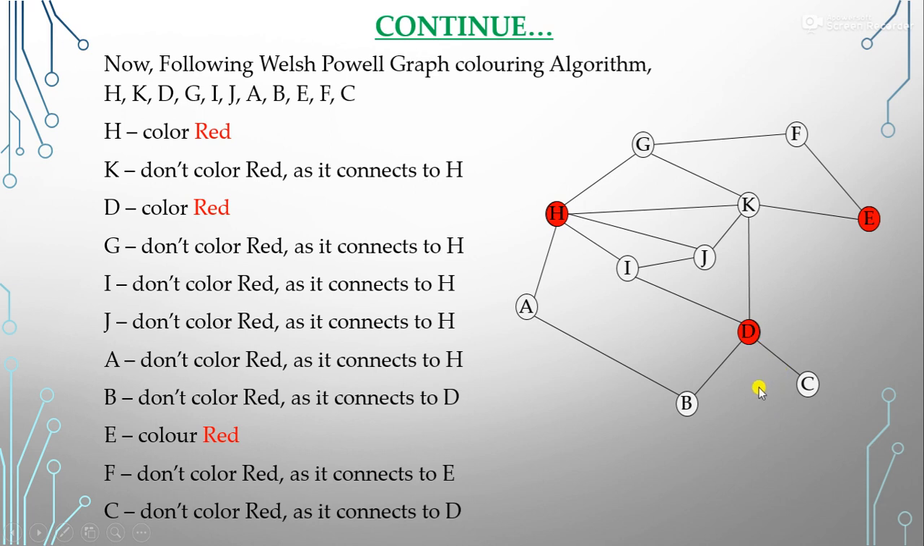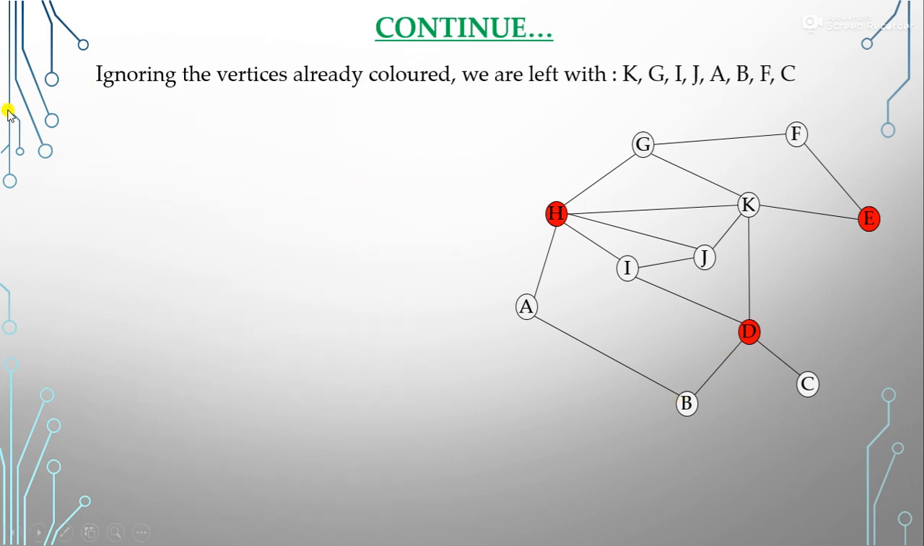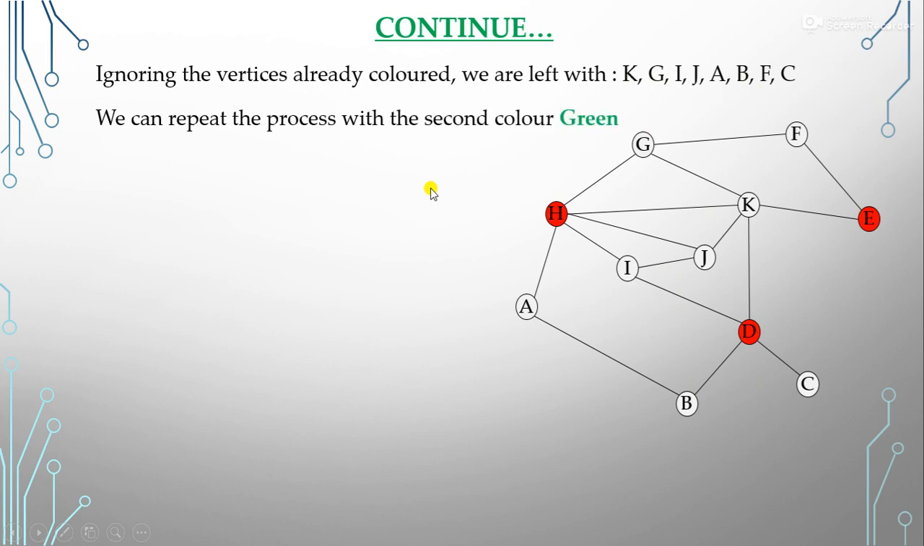So like that you have to do the process and color the vertices. After that we have to ignore the ones we have colored already. So here we colored H, D, E, so we have to remove these vertices. The remaining vertices are in the sequence K, G, I, J, A, B, F, C. We have to arrange them in descending order: K, G, I, J, A, B, F, C. Now we start the process with K.